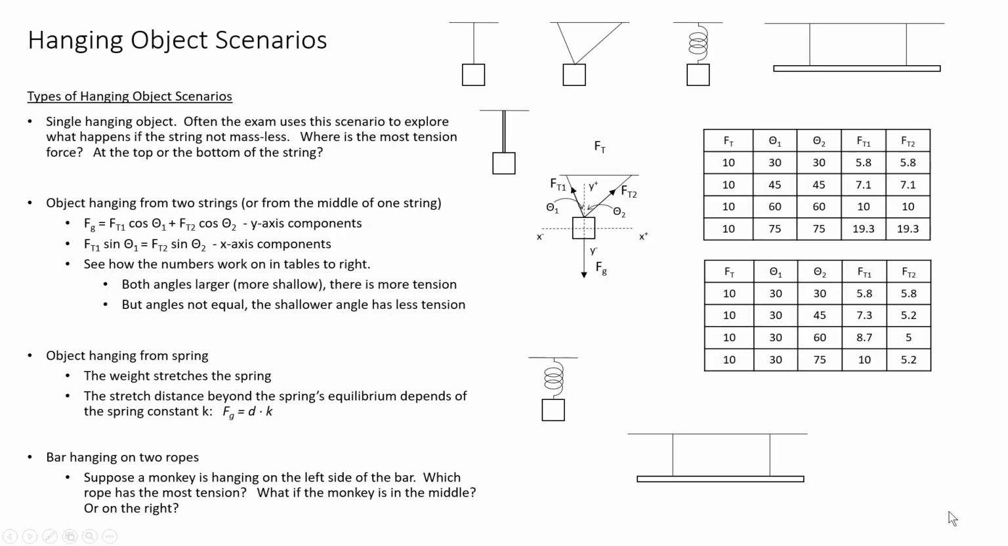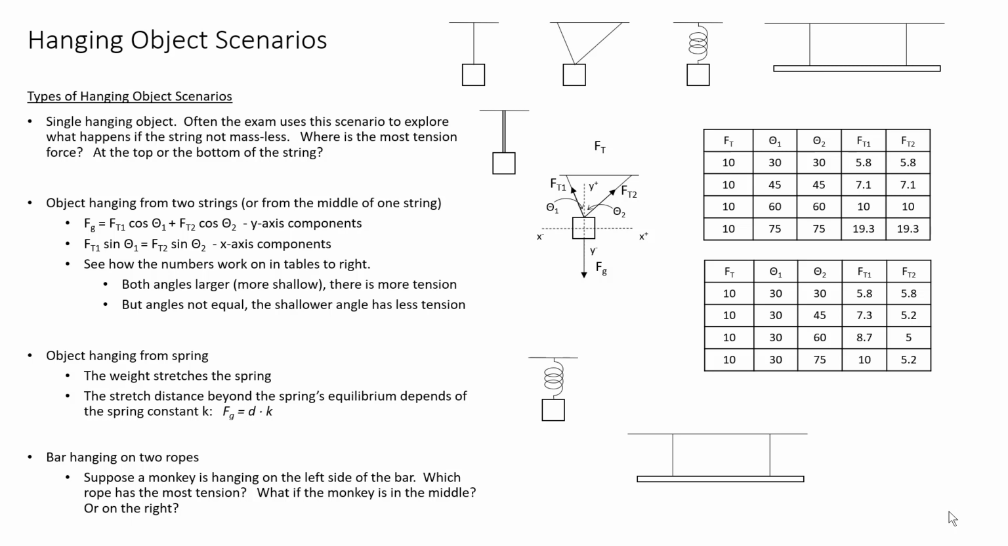The last set of scenarios have to do with hanging objects. And the first one is where there's a single hanging object hanging from a rope that's not massless, some thick rope. And the kind of question you'll get for this scenario is, where's the most tension? Is the most tension at the top of the rope or at the bottom of the rope? And of course, the answer is at the top, because the rope has weight and adds to the weight, and there's more tension force at the top. So let's skip down to the third one.